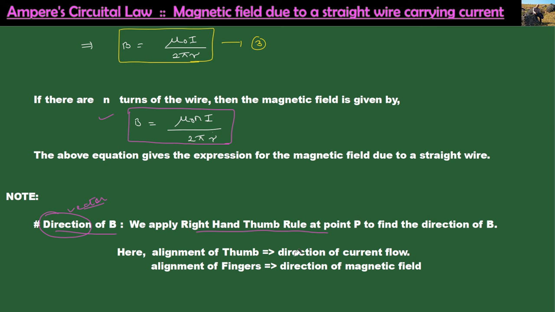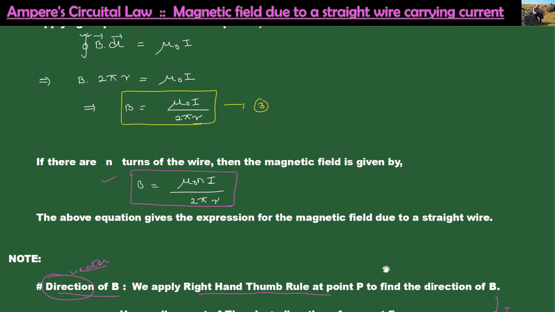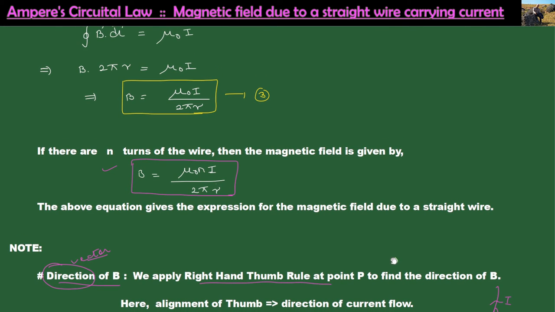The direction of the thumb indicates the direction of flow of current, and the curl of the fingers indicates the direction of our magnetic field B. So this is our discussion related to Ampere's circuital law and its application to determine the magnetic field due to a straight conductor carrying a current.